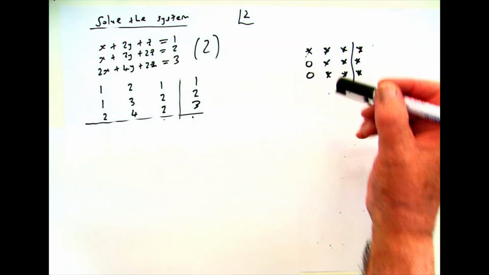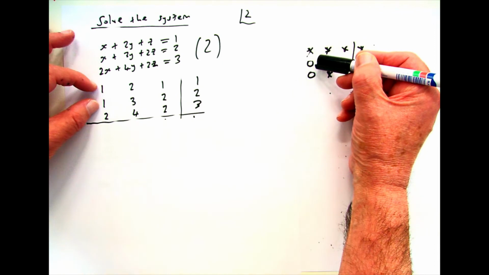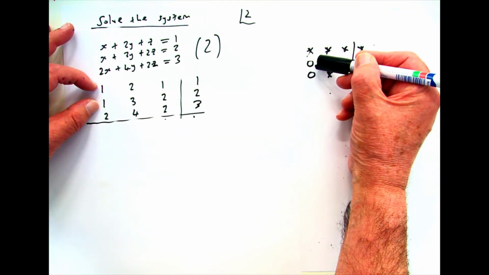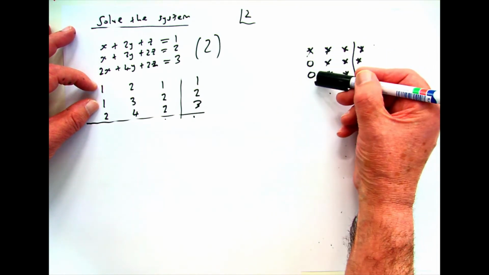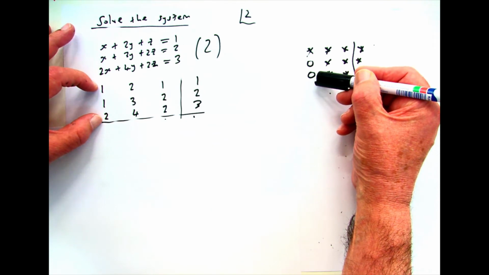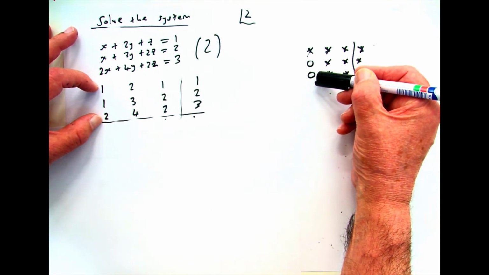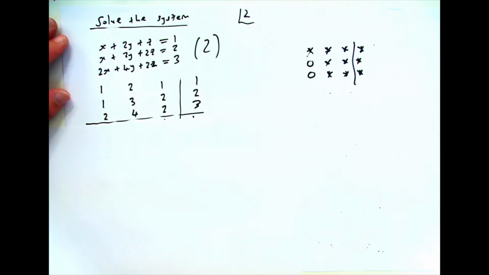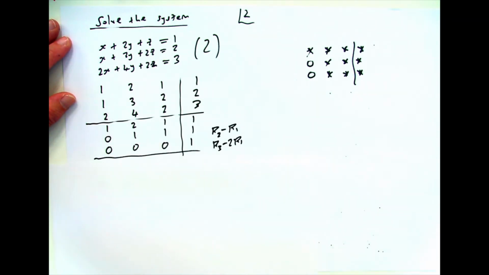So how do we get this 0? We can take row 2 minus row 1. How do we get this 0? We can take row 3 minus 2 row 1. Okay, so we do that. And now we've got a row of zeros.